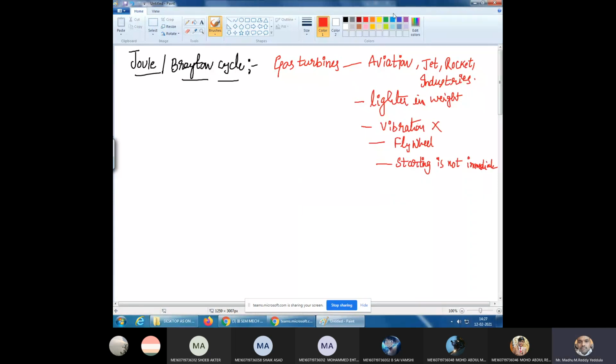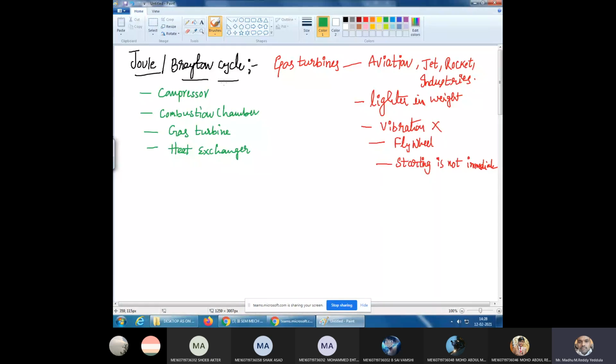Basically, the Joule cycle or Brayton cycle consists of 4 elements. One is the compressor, the second is the combustion chamber, the third is the gas turbine, and the last one is the heat exchanger. We can also call it a condenser. This is a closed cycle gas turbine. What we are studying is the closed cycle. So these are the main 4 elements of the gas turbine.